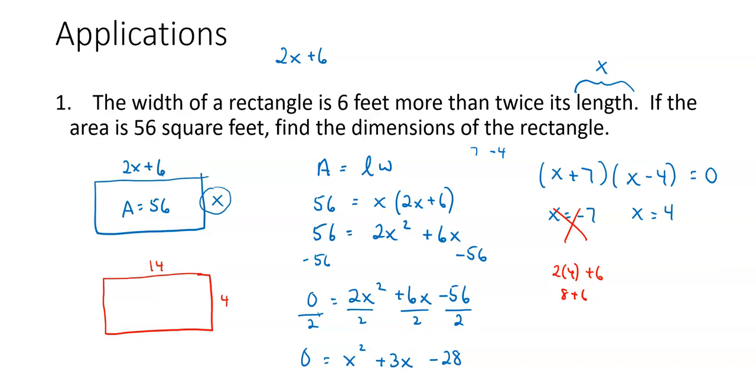Last thing is, what is the question asking? It says find the dimensions of the rectangle. So the dimensions of the rectangle are 14 feet by 4 feet. So we should always go back and make sure that we've answered the question.